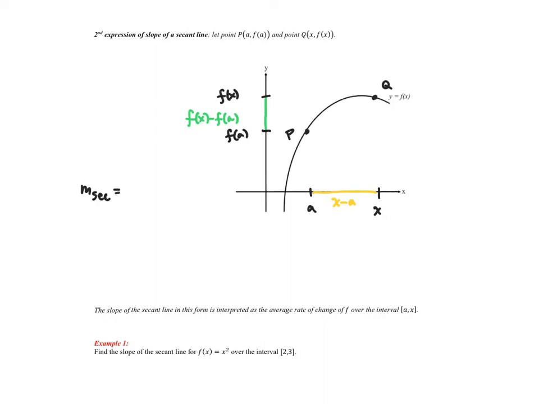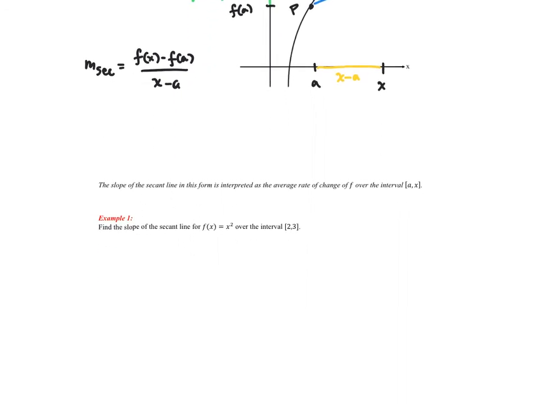Therefore, the second form for the slope of a secant line, here's the secant line, the slope of that blue line would be f of x minus f of a over x minus a. So just a different form for the same topic or concept. Let's look at that concept of the slope of the secant line in example 1.